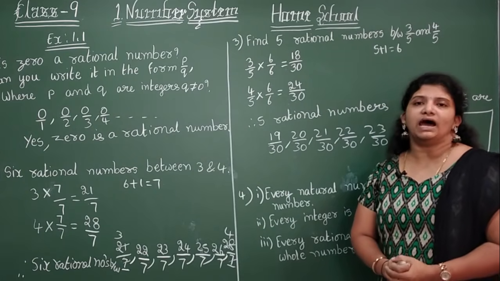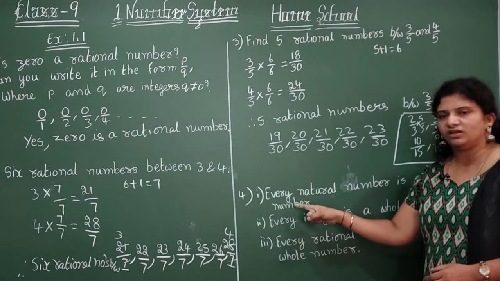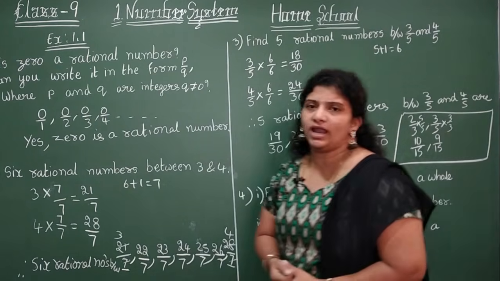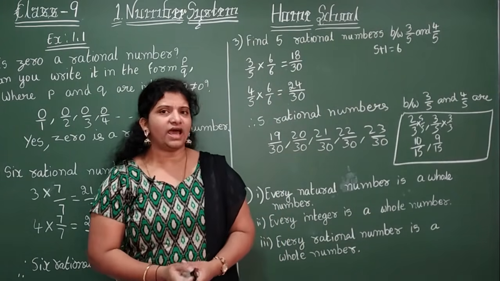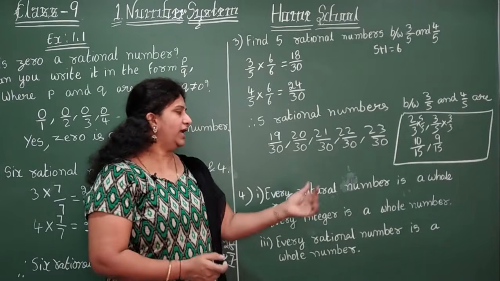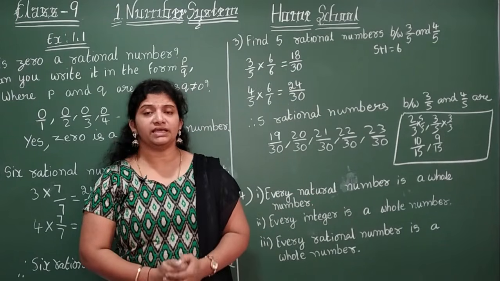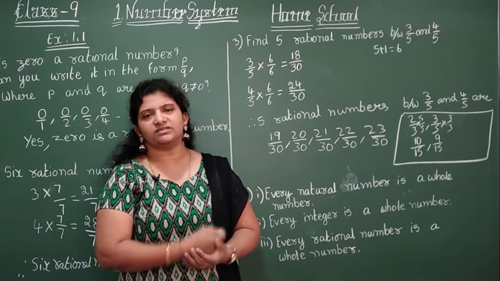Okay, so last main in this exercise, that is 4th main. Check whether they are true or false is your question. See the first question here, children. Every natural number is a whole number. What do you say, children? Every natural number is a whole number. Yes, whole numbers include natural numbers along with 0.